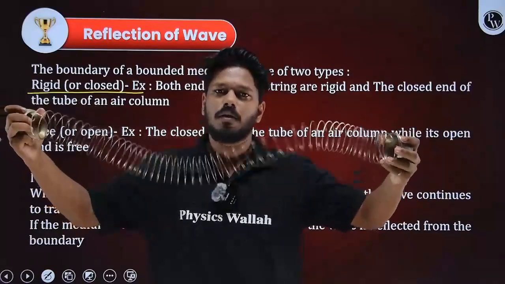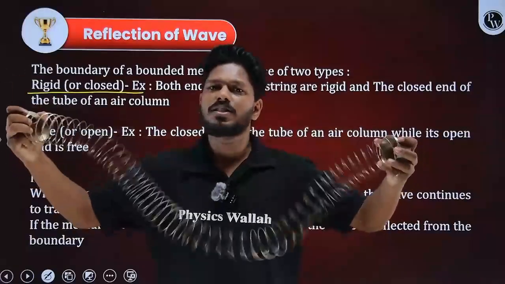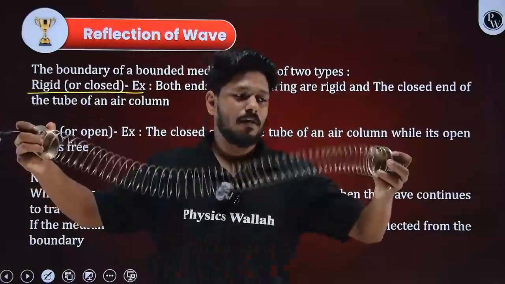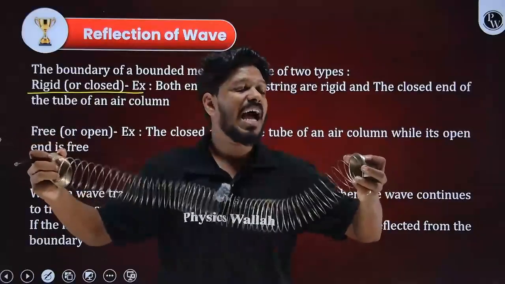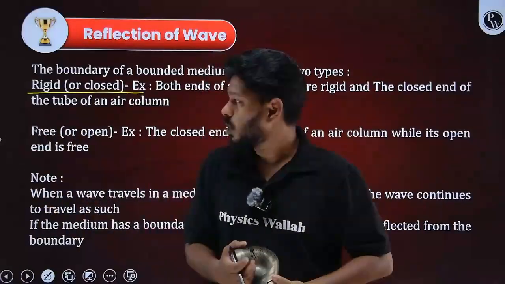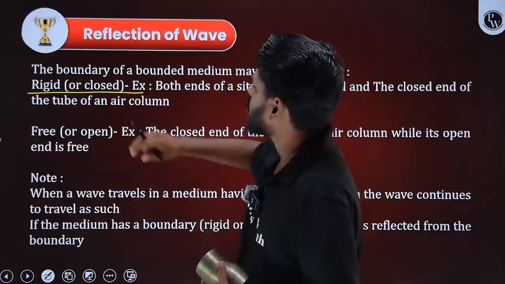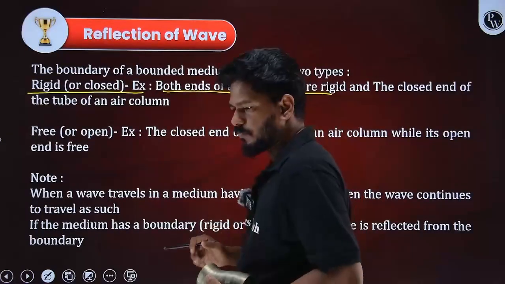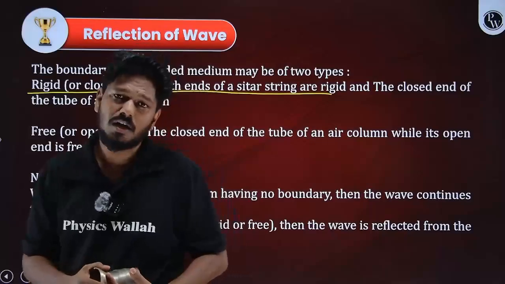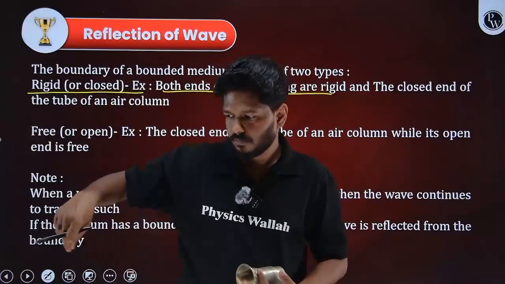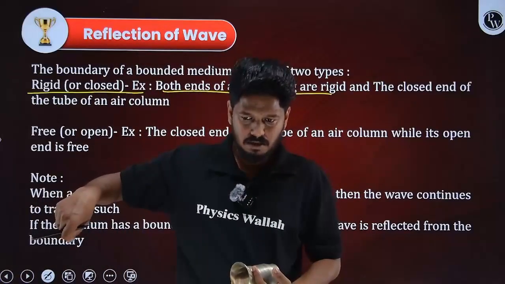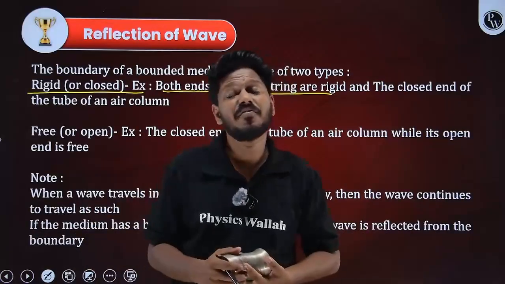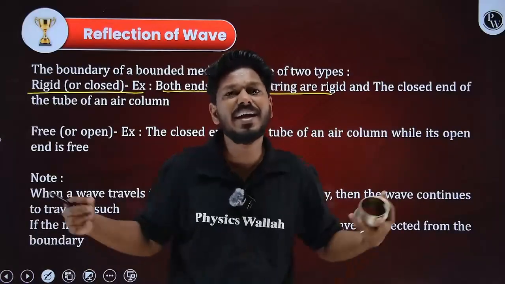See, I am creating an upward disturbance, but after reflection, it is coming downward. Can you see that? So remember, whenever there is a rigid or closed end, what do you mean by rigid? Both the ends are closed. The best example is sitar. In the sitar, one end is fixed here, another end is fixed there. So both the ends are fixed, so the end cannot move.